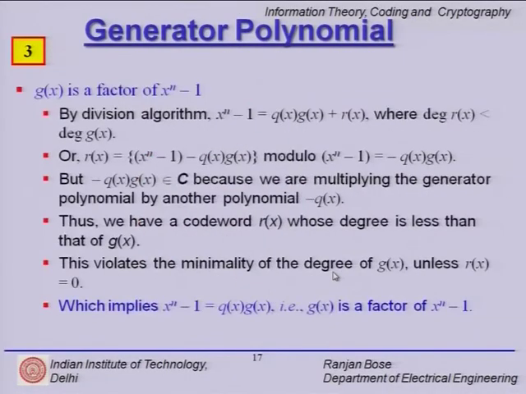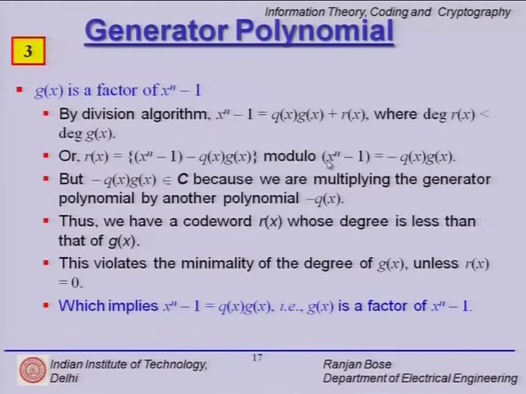We now look at the third property, g of x is a factor of x raised by n minus 1. So, by division algorithm, x raised by n minus 1 should be written as some q of x times g of x plus r of x, where the degree of this remainder polynomial should be less than the degree of g of x. But you can again take it on the other side, and r of x can be written as x raised by n minus 1 minus q of x g of x, again modulo x raised by n minus 1.